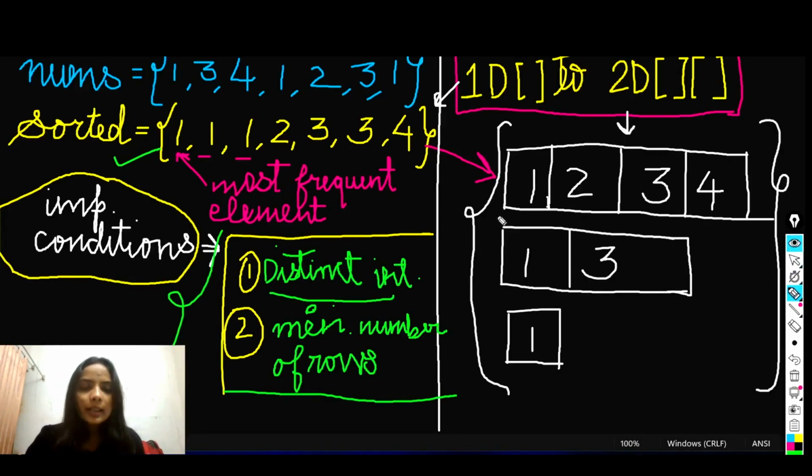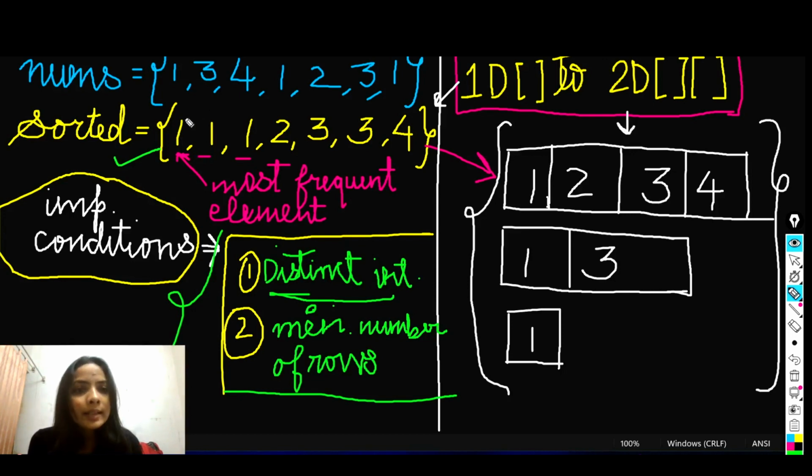This is the explanation to example number one. You are given an integer array nums which contains the elements 1, 3, 4, 1, 2, 3, 1. To understand, first just realize the conditions given. We need to have distinct integers in each row. Secondly, we need to have the minimum number of rows. Now when you look at the sorted array, you can see 1 occurs thrice. What does this imply?